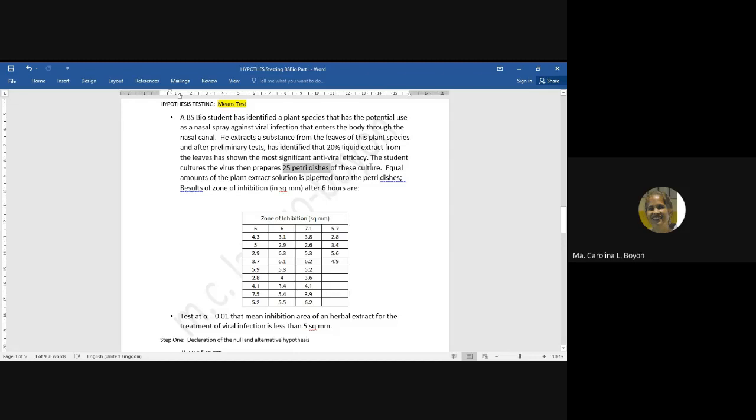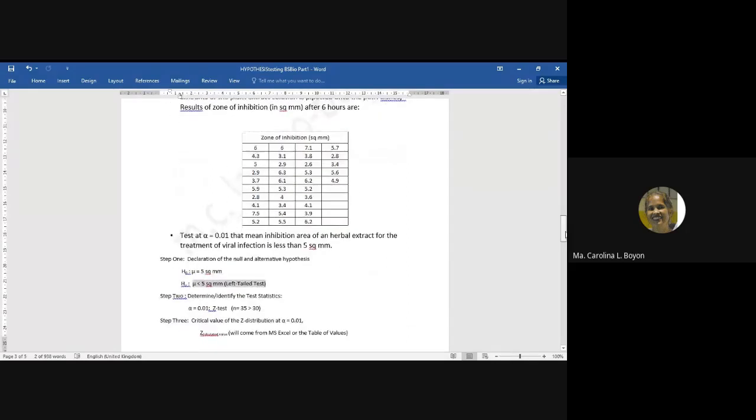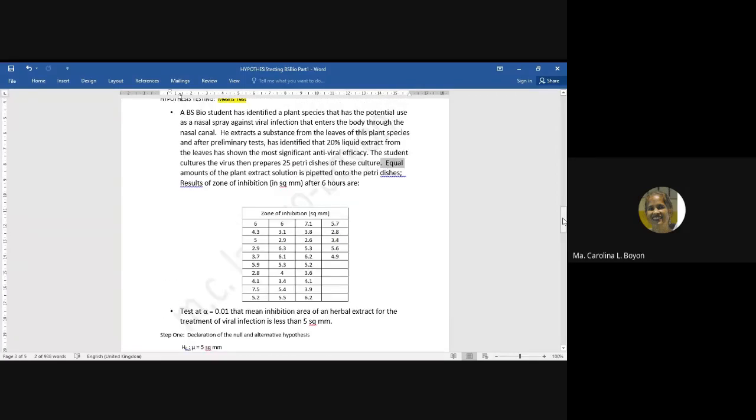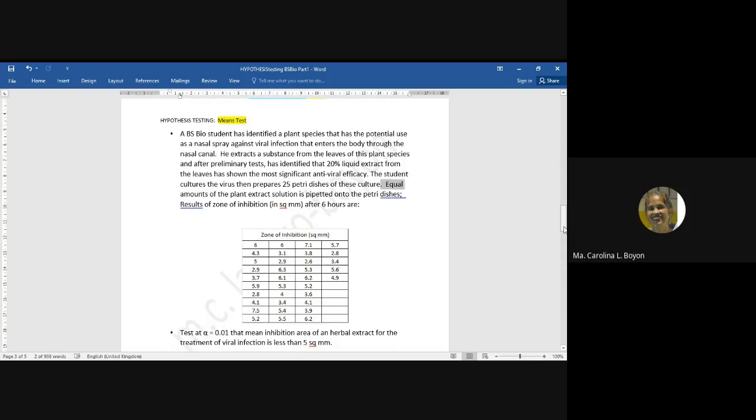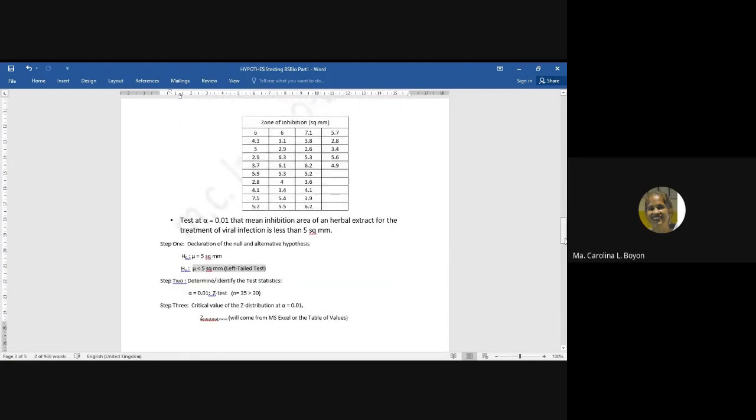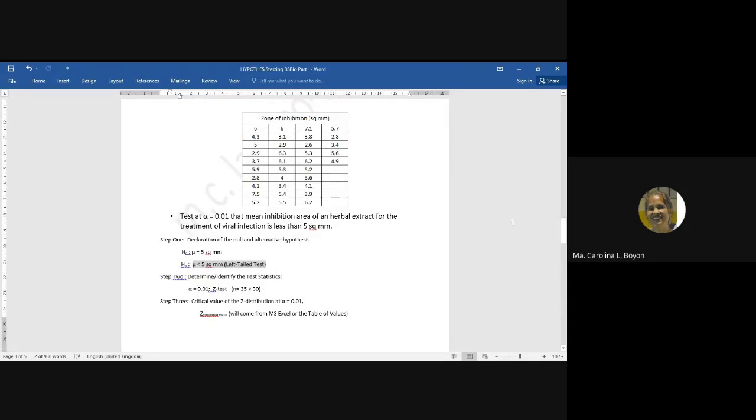And then we're saying equal amounts. Why are we saying that? Because we don't want the petri dish cultures to vary significantly in the amount of viral, I don't know how you count them, okay, that are in the petri dishes. Okay. And the bio student observes the zone of inhibition in the petri dishes. Why? Because he now pipettes these petri dishes with the plant extract, the leaf extract of that plant species that he has identified to be a potential antiviral nasal spray.